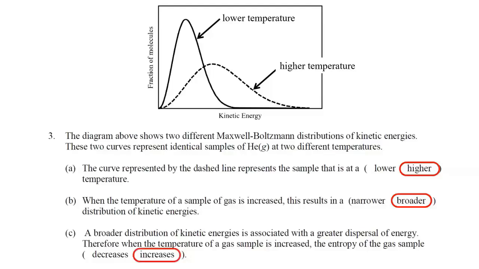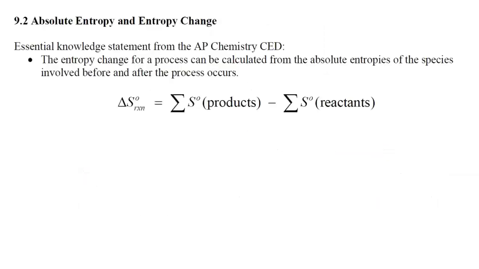Now it's time to look at the next topic in this packet. This is topic 9.2, absolute entropy and entropy change. Here is an essential knowledge statement from the AP Chemistry course and exam description. The entropy change for a process can be calculated from the absolute entropies of the species involved before and after the process occurs. So in this equation, it says that the standard change in entropy for a reaction is equal to the sum of the absolute entropies of the products minus the sum of the absolute entropies of the reactants.